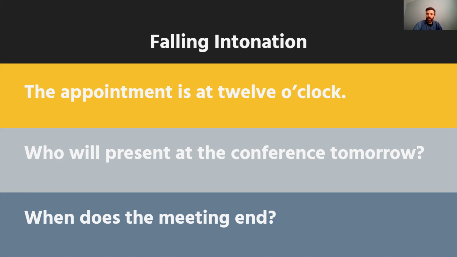Now our next one here is a WH question. Who will present at the conference tomorrow? Who will present at the conference tomorrow? And we get that drop at the end. And so that's the pattern that we use, the falling intonation pattern, when we have a WH question. Same thing with the when question. When does the meeting end? When does the meeting end? And we drop at the end there.